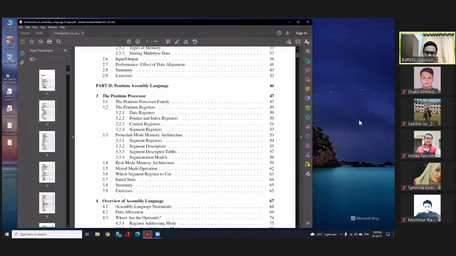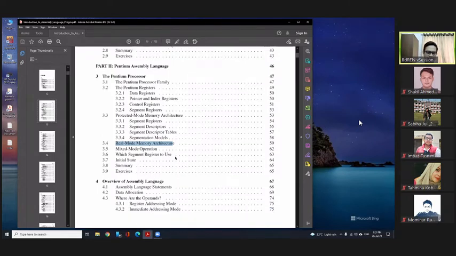In chapter number 3, we discussed our Pentium processor, because most of the time we are going to write our assembly language in the Pentium processor, right? So we need to know a little bit about it, especially the history, the different types of registers, and also the memory architecture. Hopefully you remember protected mode memory and real mode memory architecture. Right, so that's what we discussed the first time.